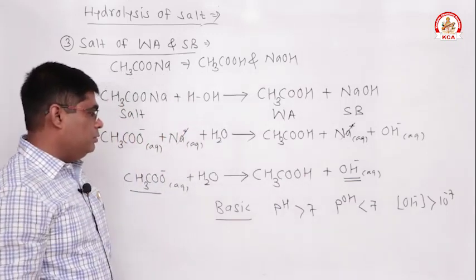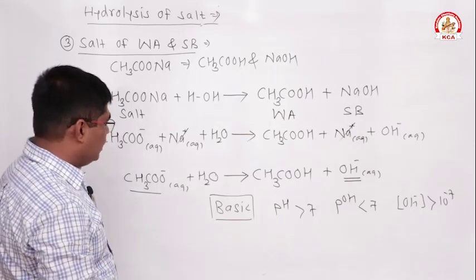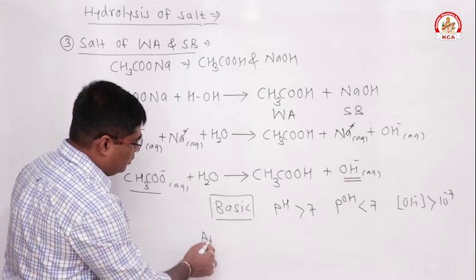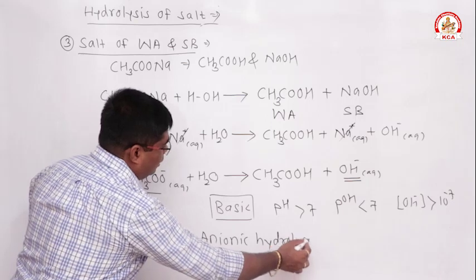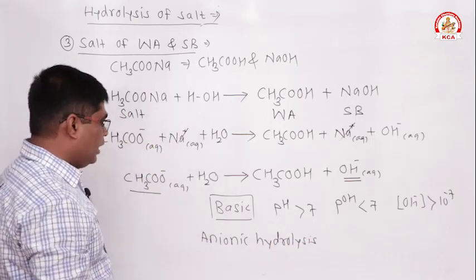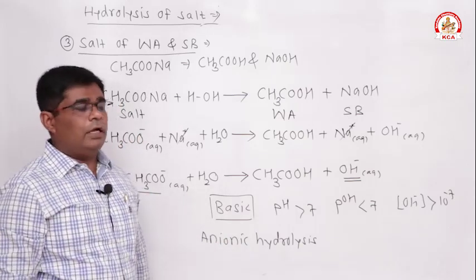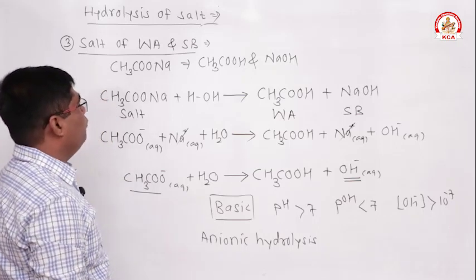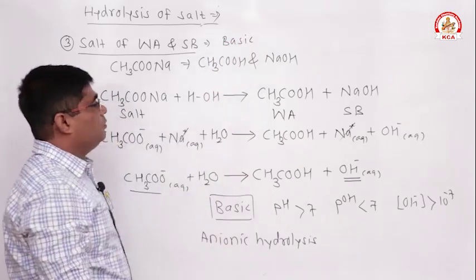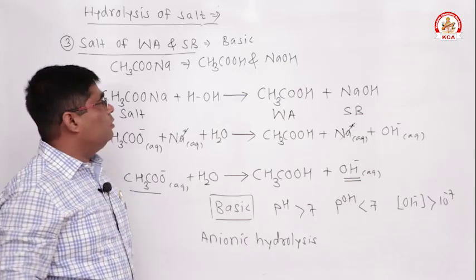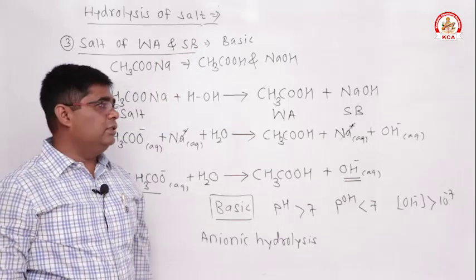So this is the solution. Its nature is basic. याचं नेचर काय असणार आहे? बेसिक असणार आहे. And this type of hydrolysis is known as anionic hydrolysis. Cationic hydrolysis is acidic in nature. Anionic hydrolysis is basic in nature. And what is the nature of a salt of weak acid and strong base? Its nature is basic. So this is the third type of salt. Any salt which is a salt of weak acid and strong base, what is strong here? Base. Therefore the nature of this salt is basic.